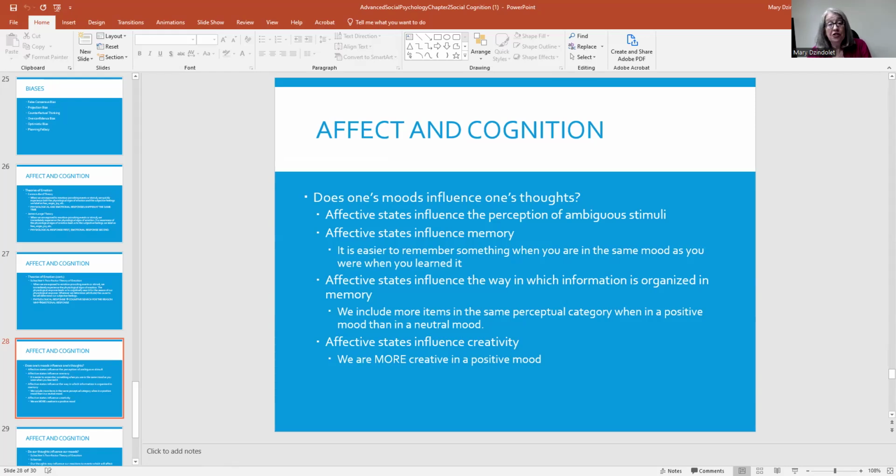Well, one of the internal cues is your mood. So when you're in a good mood, you're going to have better memory for other things that happened to you that you learned when you were in a good mood. When you're in a sad mood, you're going to have better memory for things that you learned when you were in a sad mood.